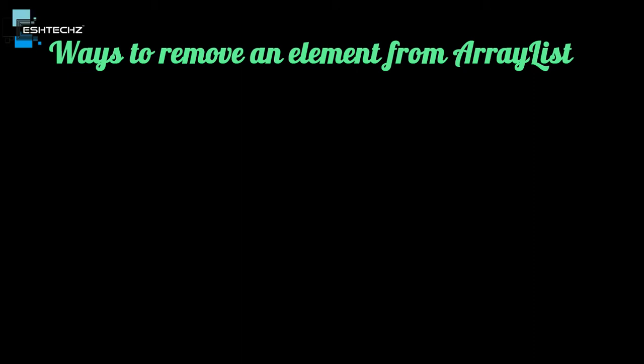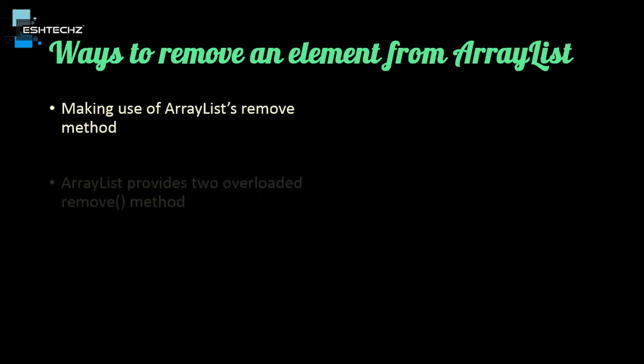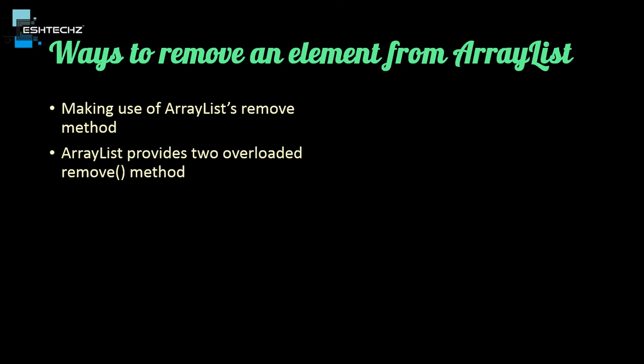Now we are using two widely used ways. The first one is to use the remove method and the second one is to use the iterator. So we'll be discussing both methods, starting with making use of ArrayList's remove method. Now ArrayList provides two overloaded remove methods. The first remove method takes index as a parameter, and the second remove method takes the object that we want to remove as a parameter.